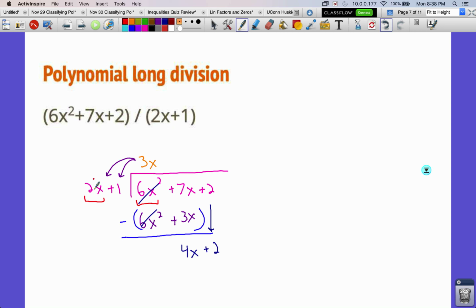Now I ask myself, what do I need to multiply 2x by to become a 4x? Well, it's just a 2. 2 times 2x is a 4x. 2 times 1 is a plus 2. If I subtract this away, I will have nothing left. I'll have 0 remainder. Now where's my actual solution? Well, it's what we wrote on top. So this quadratic divided by this linear expression is equal to exactly 3x plus 2, which could be very useful information. Now we know that this quadratic here could be factored into a 2x plus 1 times 3x plus 2.